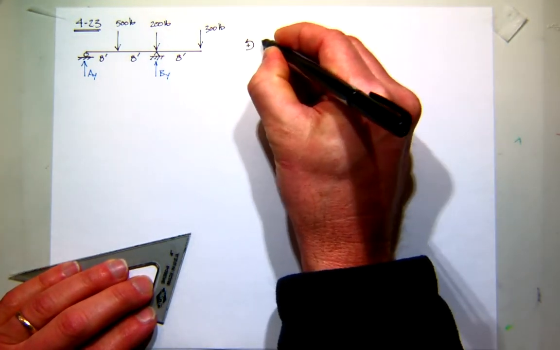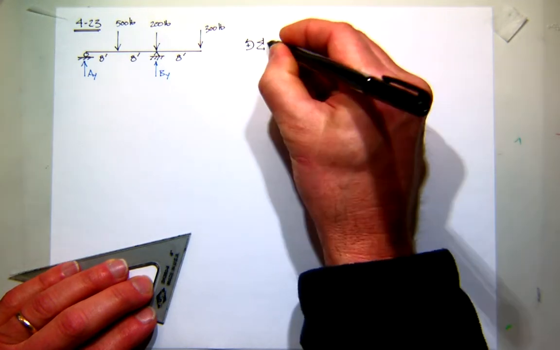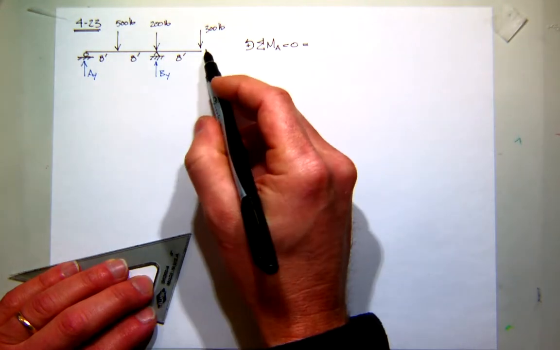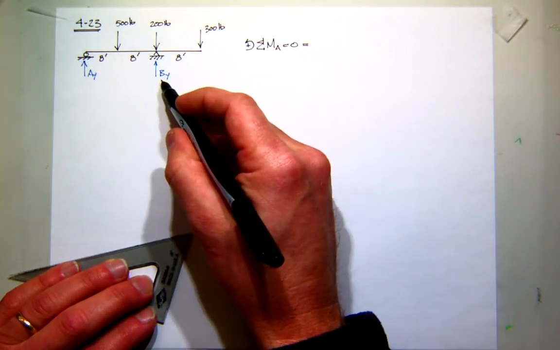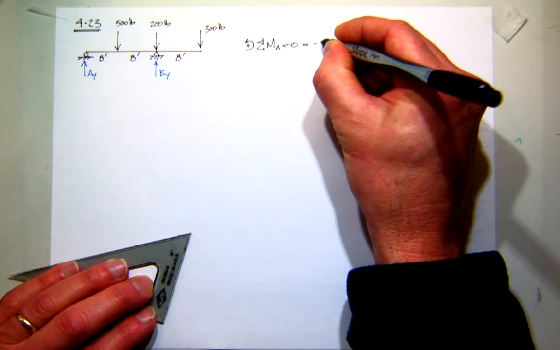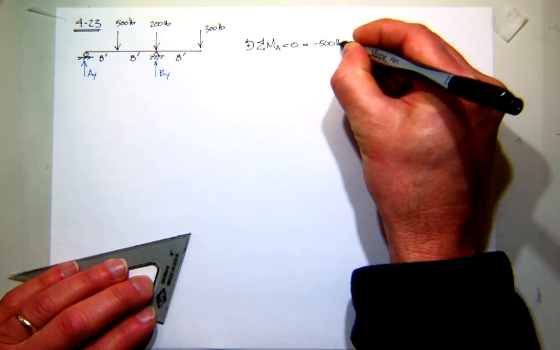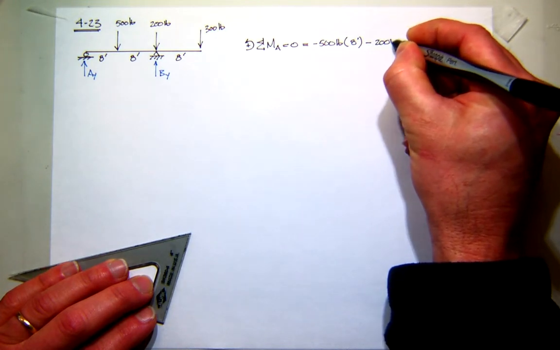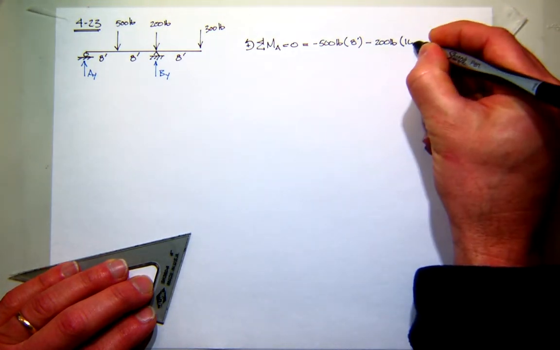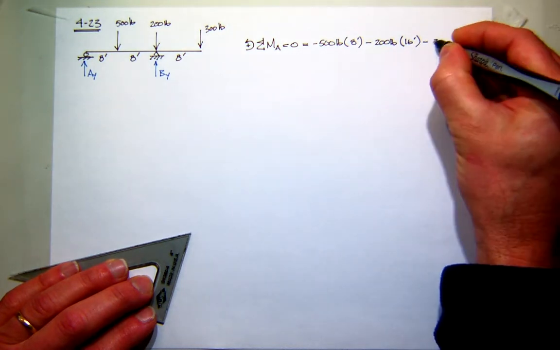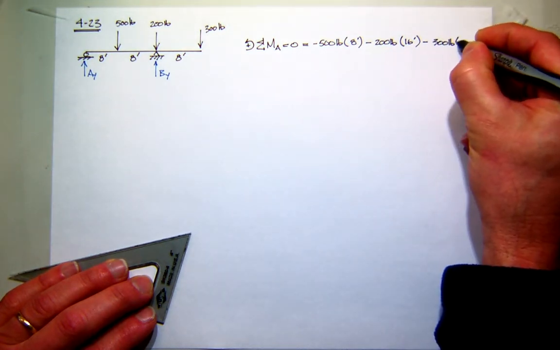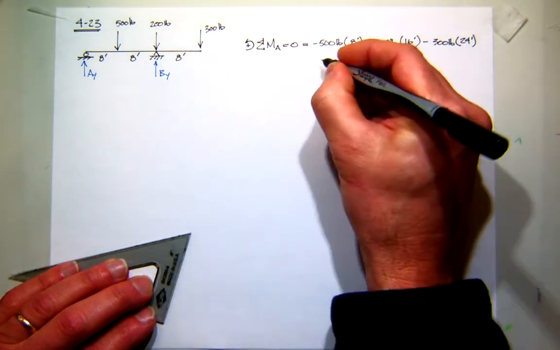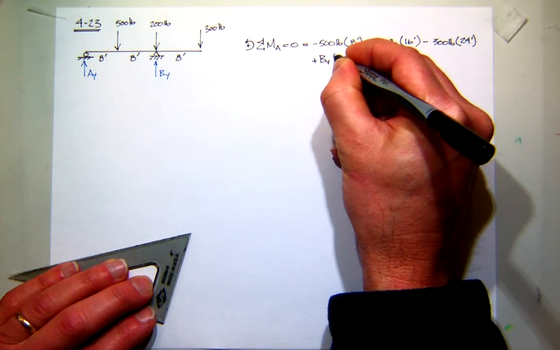But this one, if you go ahead and sum the moments, I'll sum the moments about A. All my applied forces will then be negative, and BY will create positive. So I'll do all my negative ones first. I have 500 pounds times 8 feet, then 200 pounds at 16 feet, and then 300 pounds, which has a moment arm of 24 feet. And then BY creates a positive moment at 16.